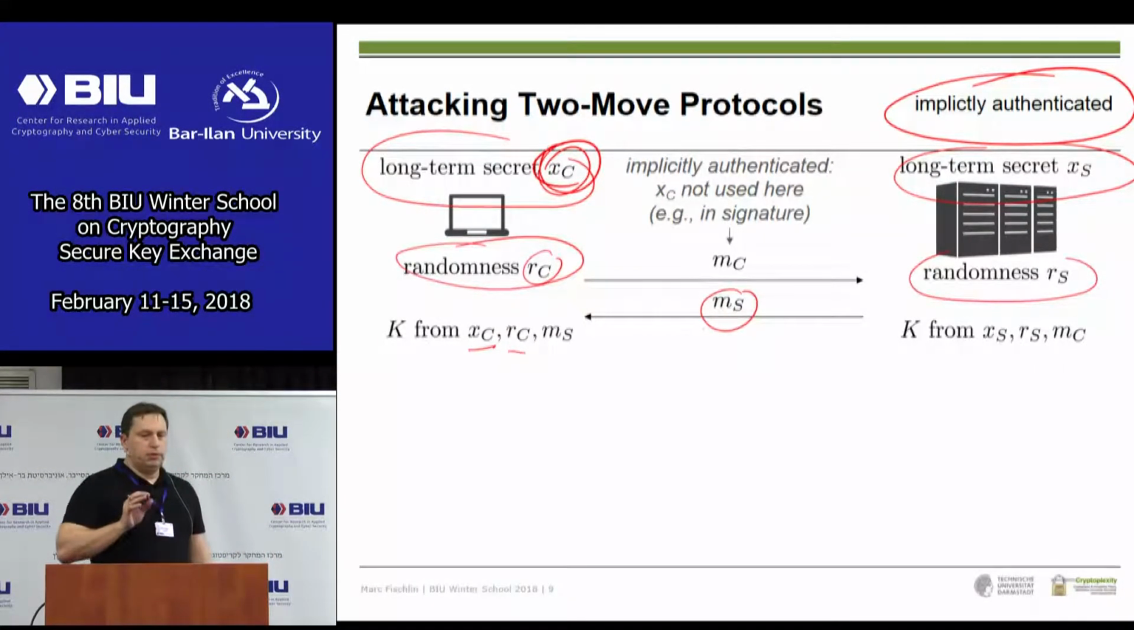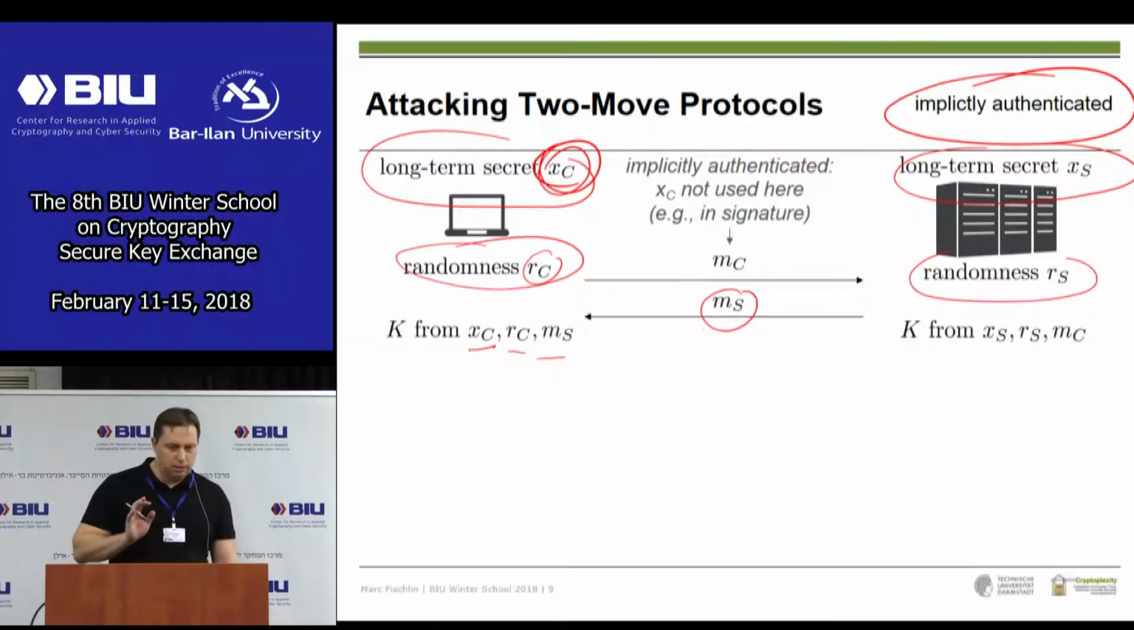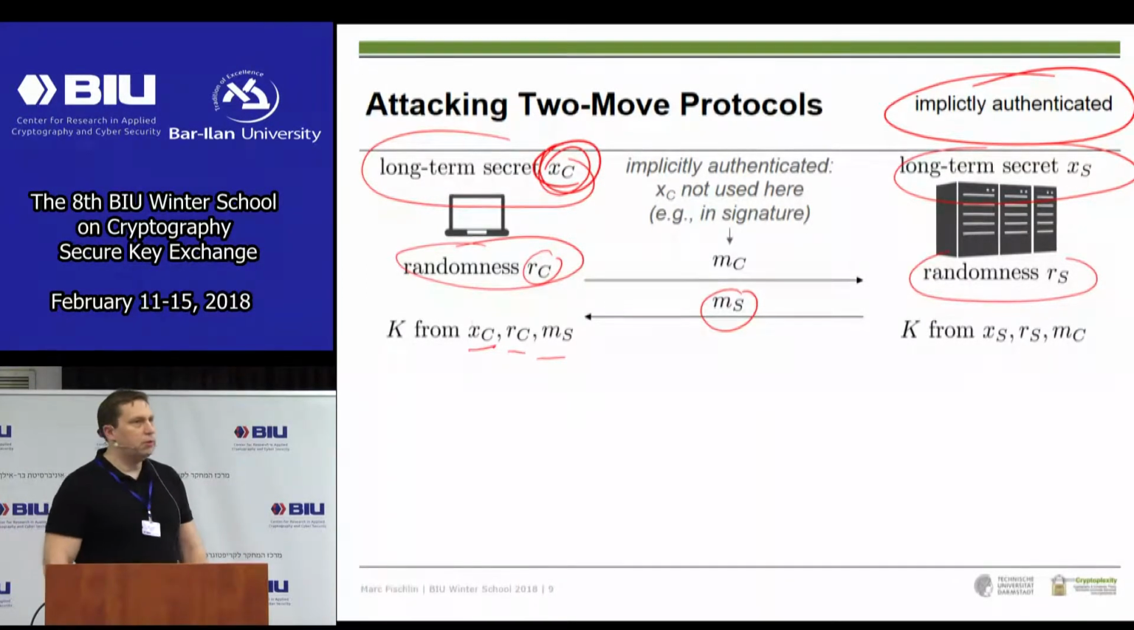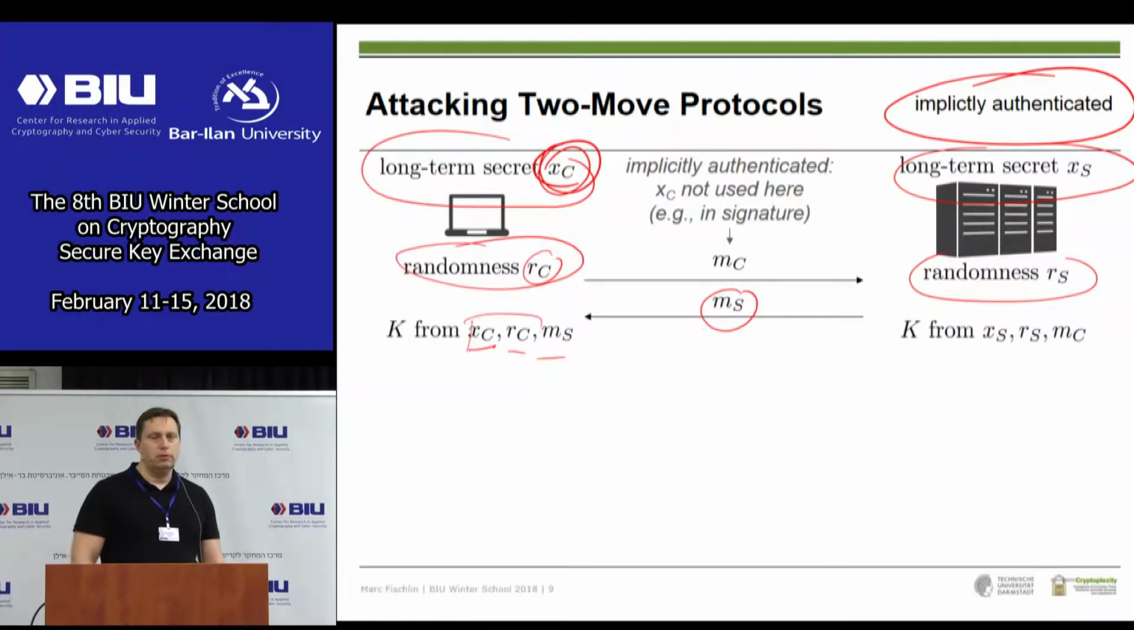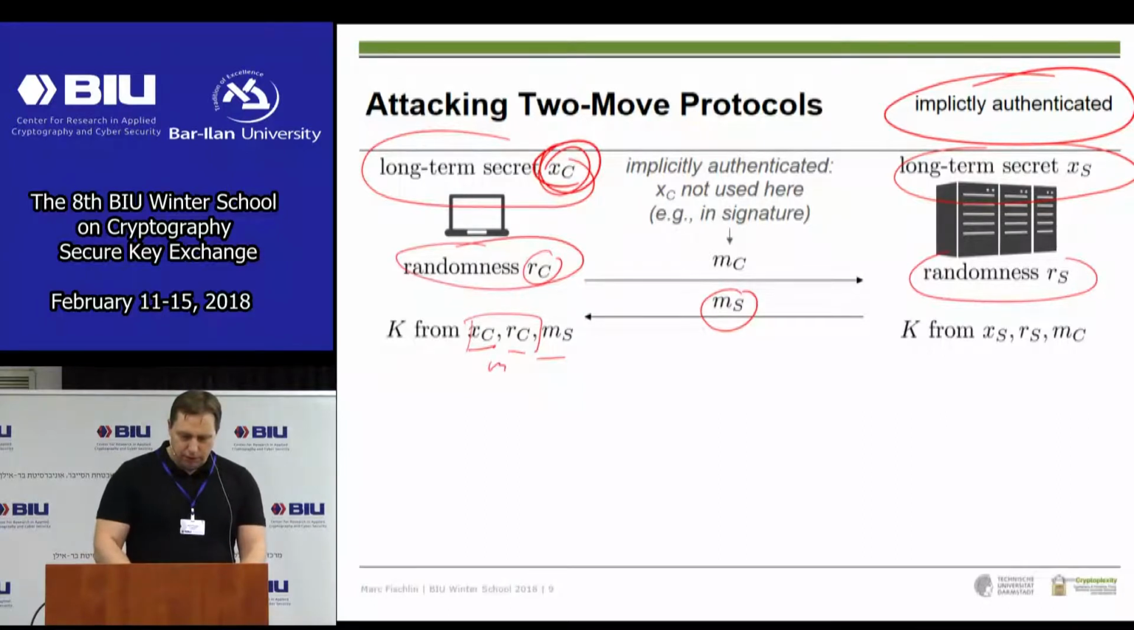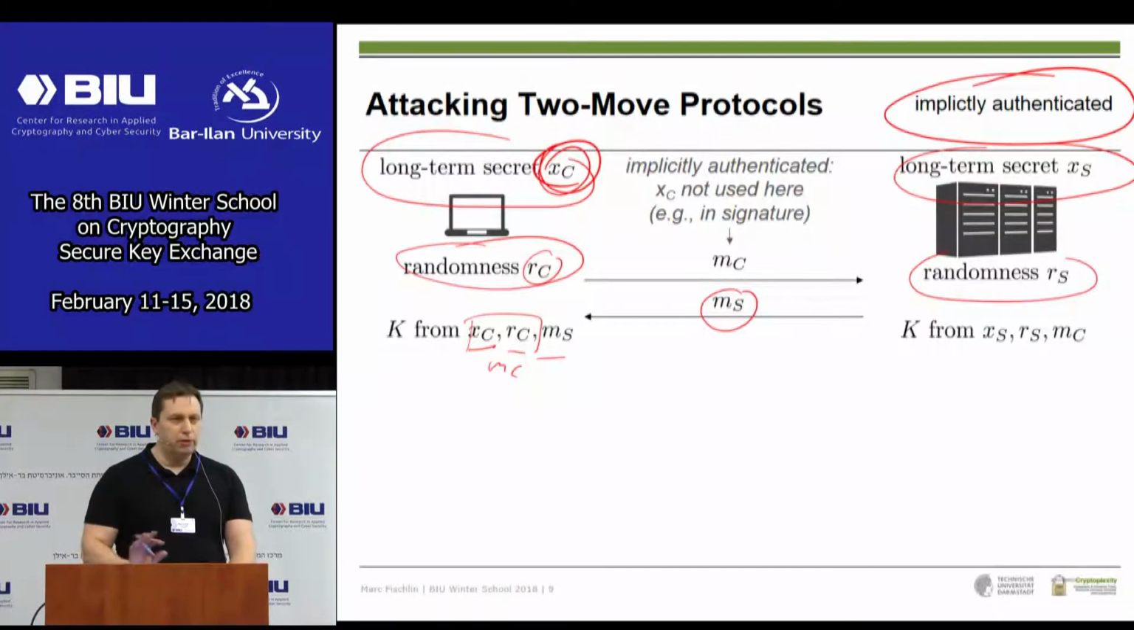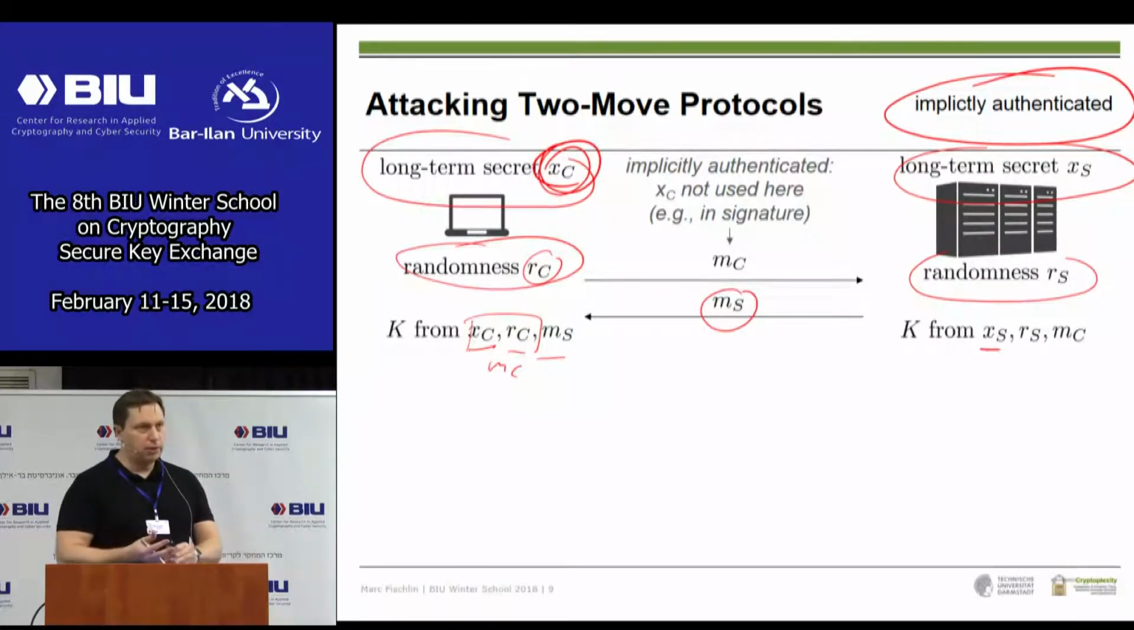The adversary tries to impersonate the client. How it does it is that it picks its own randomness and then computes the message as the client would. This is doable because the secret long-term key does not enter into that computation. There's no signature or something like this. I can just compute it from my own randomness and the public key.